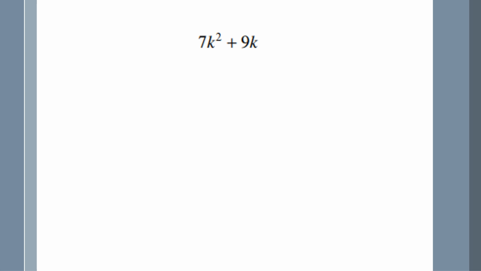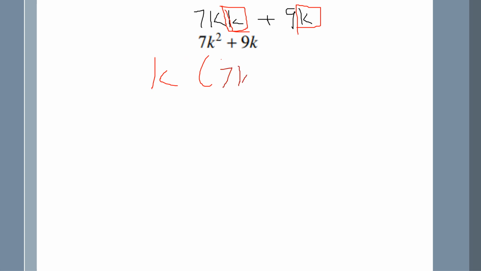All right, I take it that you have got this down to a science. So you realize that the only thing that they have in common was the K's. And you realize each part of the binomial has at least one K that you can take out, or at most a K to take out. So it's going to be K times 7K plus 9.